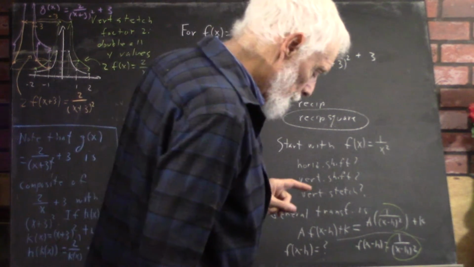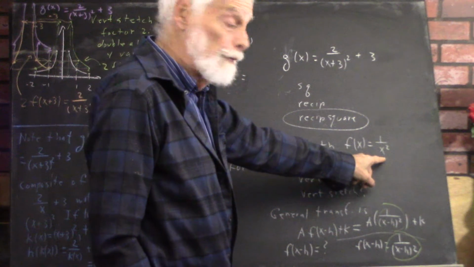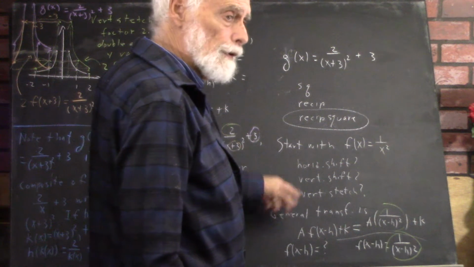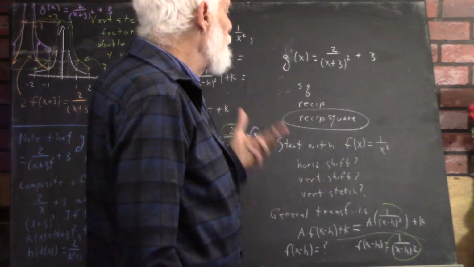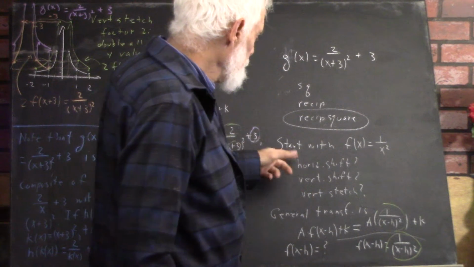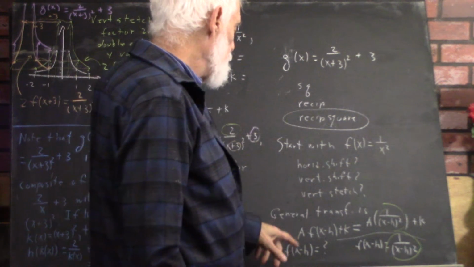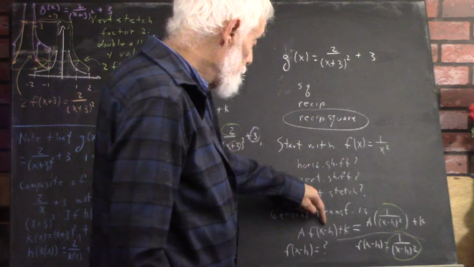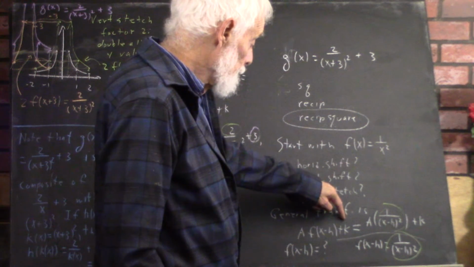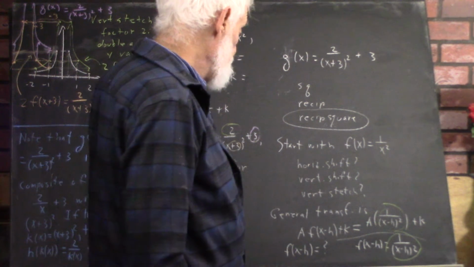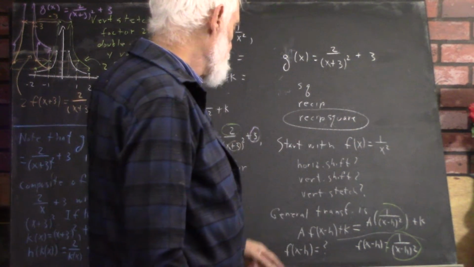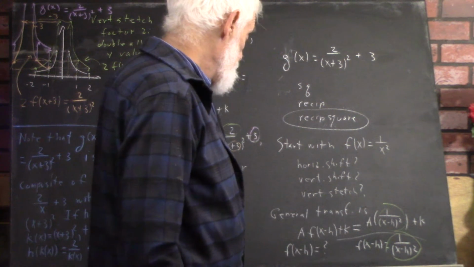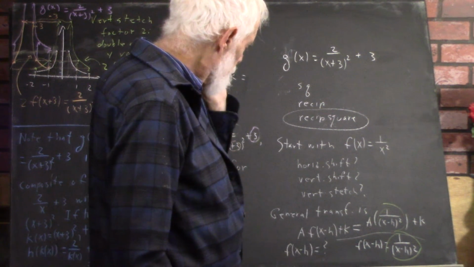To transform the reciprocal square function, we start with f of x equals 1 over x squared. Then we can do horizontal or vertical shifts or vertical stretches. In general, the form of the function is a times f of x minus h plus k, where h is the horizontal shift, k is the vertical shift, and a is the vertical stretch. So I posed the question, for this function, what is the a f of x minus h plus k function? And it took a little while to get a response.